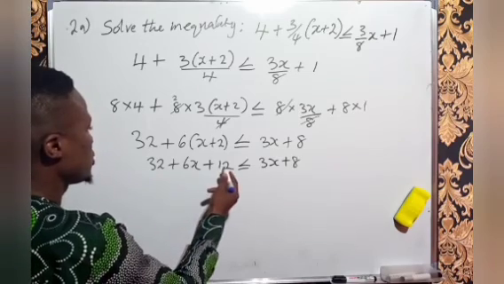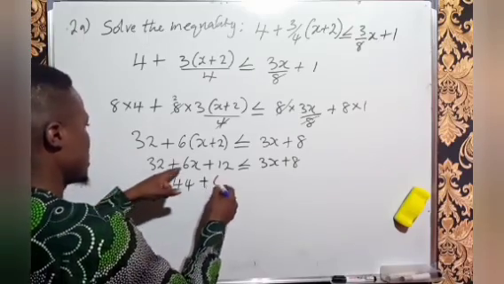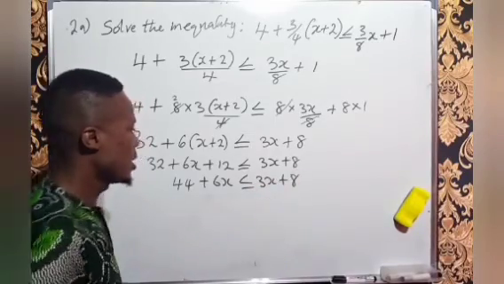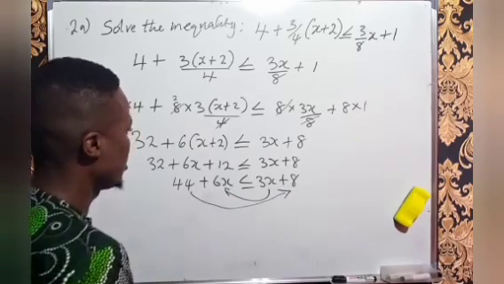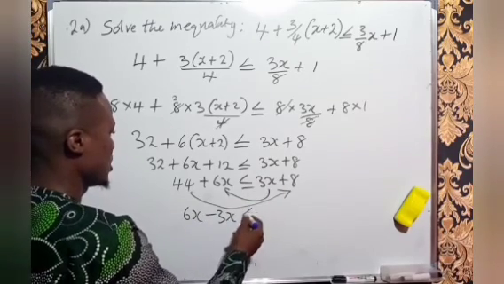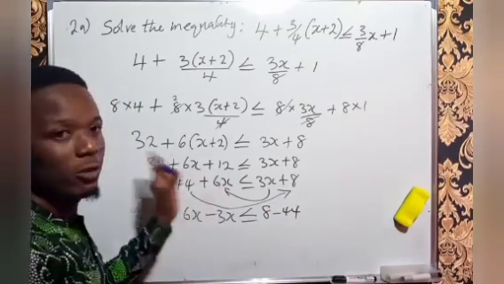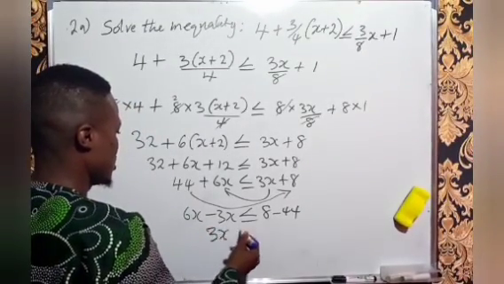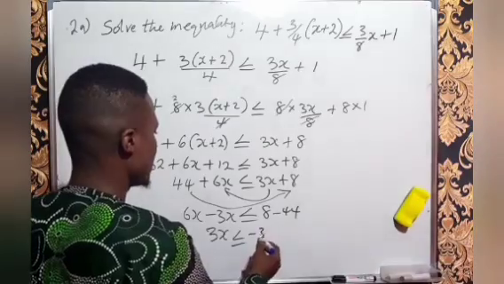Okay, now 32 plus 12 is giving us 44, plus 6x less than or equal to 3x plus 8. Collect like terms. The x will come to meet x, while the number will move away here to meet the number. So we have 6x, 3x coming here is minus 3x, less than or equal to 8 minus 44. Remember when you move from one side to the other, the sign changes. This minus this is giving us 3x, less than or equal to 8 minus 44 is giving us minus 36.